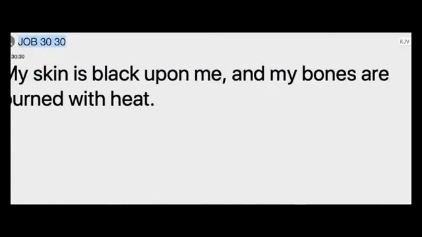I got another one for you. Job chapter 30 verse 30: "My skin is black upon me, and my bones are burned with heat." So you mean to tell me that these people were black? You mean to tell me that these people were actually black? The people of the Bible are black, and the Bible is a black history? That's what you mean to tell me? And that the white people have nothing to do with that.